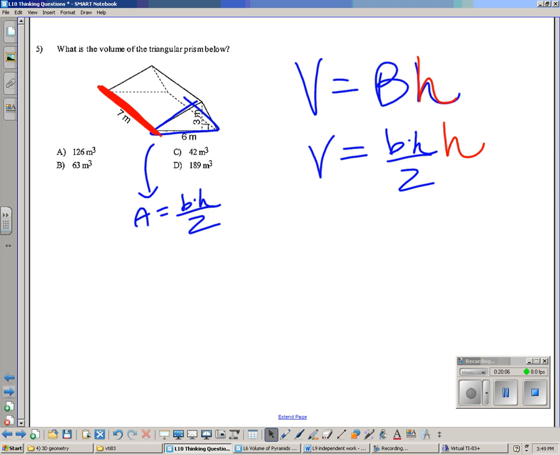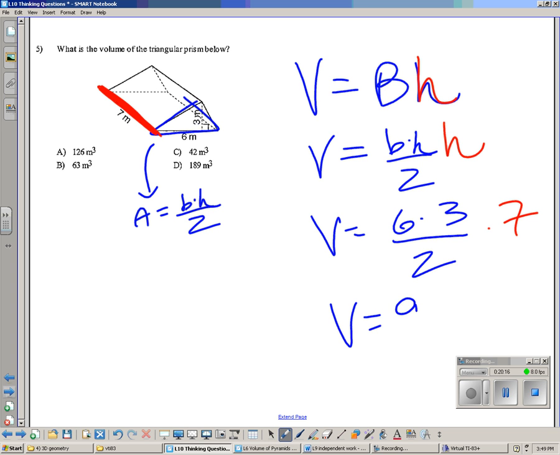So now we can just plug in all our numbers. The base of the triangular face is 6. The height is 3. Divide that by 2 times the 7. 6 times 3 is 18. Divided by 2 is 9. Times 7. The volume is 63. And it would be meters cubed.